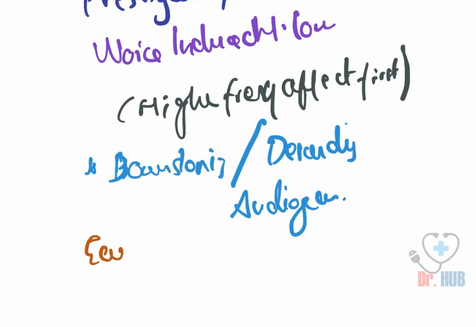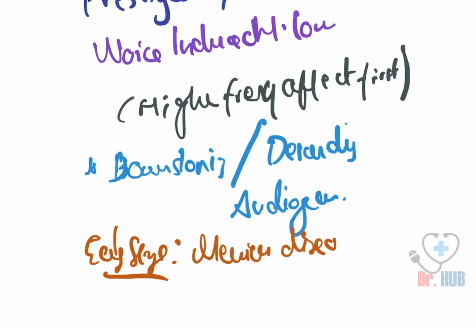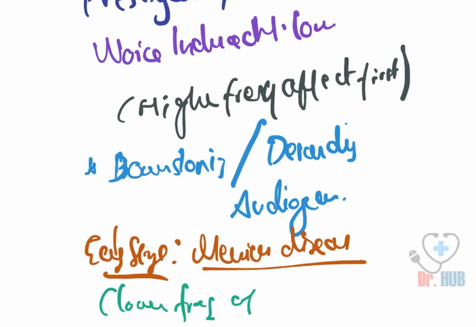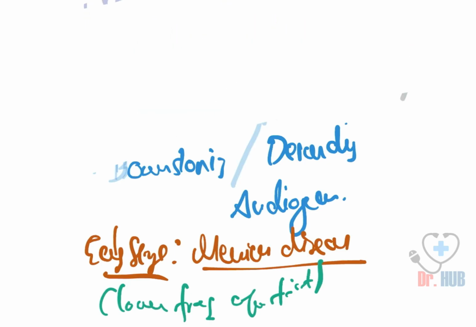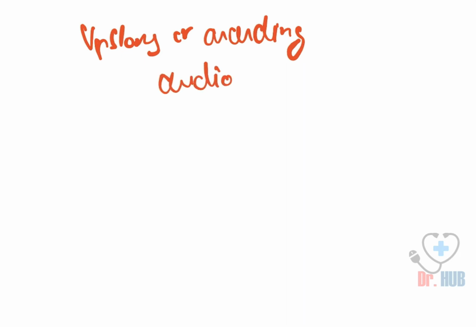Next we look at the early stages. In case of the early stages of Meniere's disease, the lower frequencies are affected first. So here what we see in the audiogram is that there is upsloping, or the ascending audiogram.